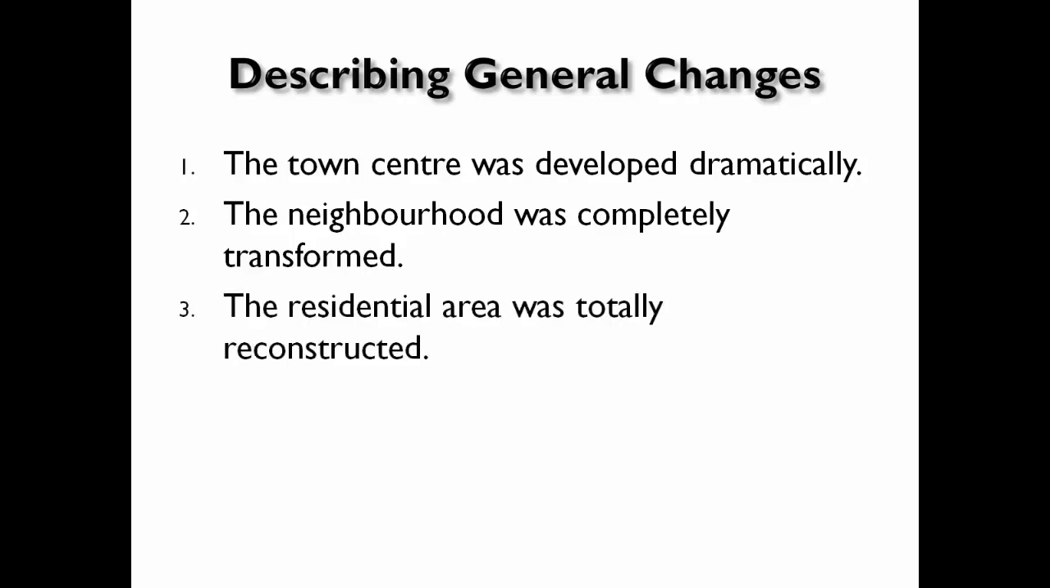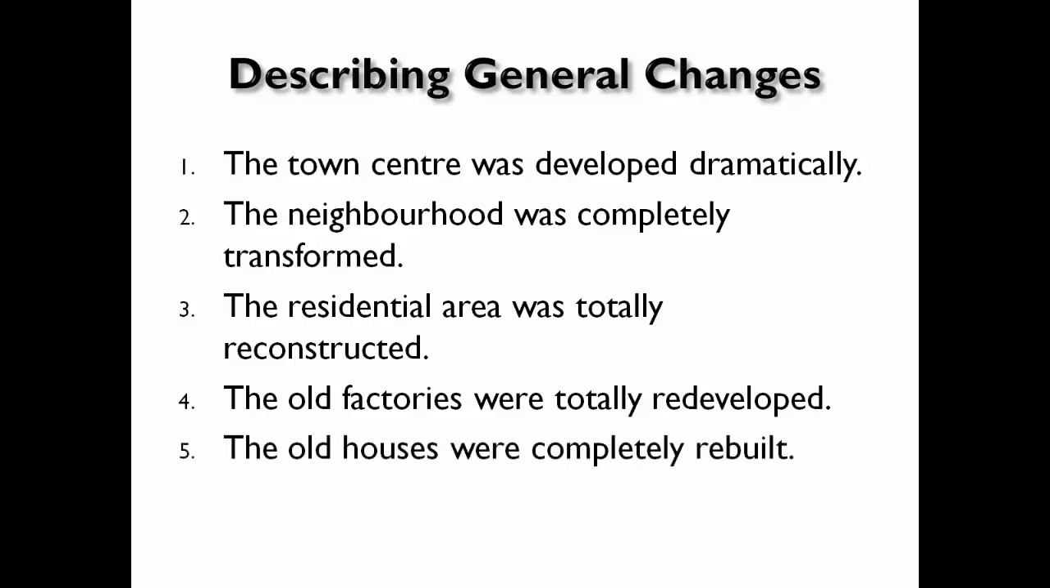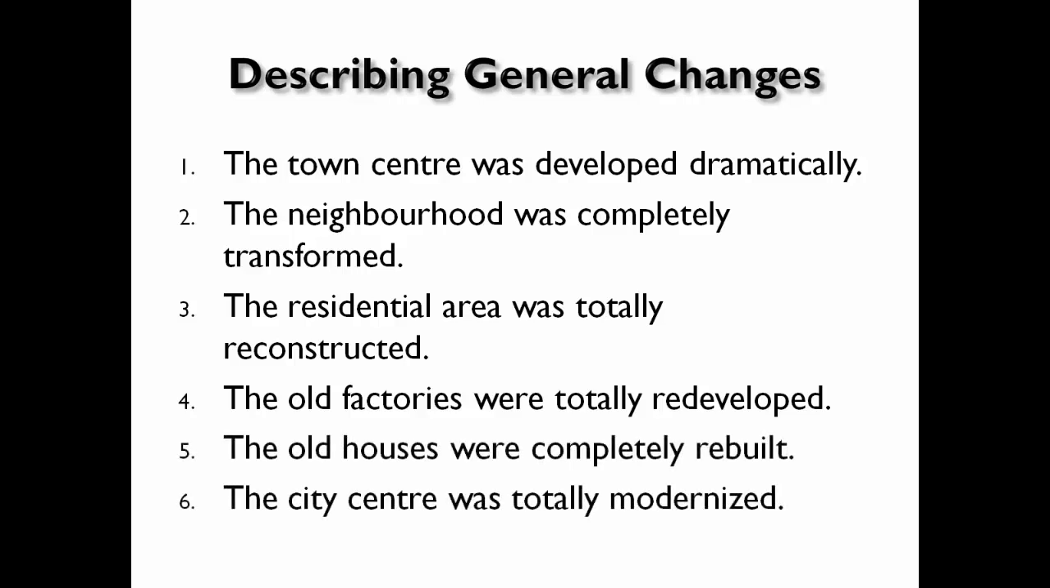The residential area was totally reconstructed. So totally means absolutely 100%. And reconstructed means that it was once built and then it was knocked down or demolished and then it was built again. The old factories were totally redeveloped. So redeveloped means that they existed, they were knocked down or demolished, and they were made again. And totally means, again, 100%. So that's an adjective to modify that verb. The old houses were completely rebuilt. The city centre was totally modernized.